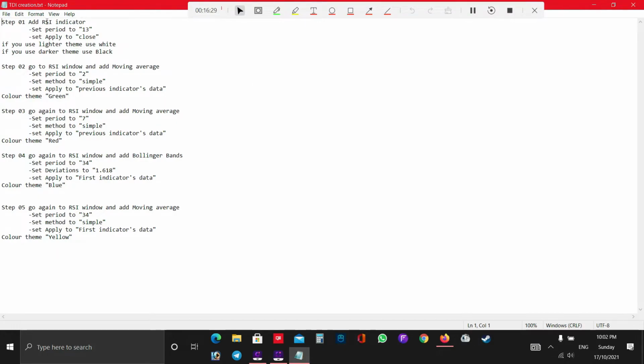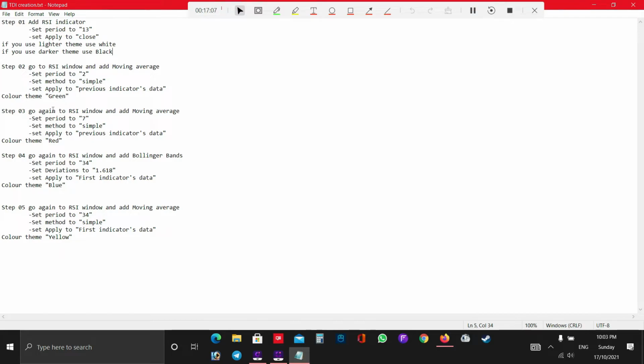So the first step, add the RSI indicator, and there are options called period and apply. Follow my lead, don't change anything else, just change these ones. If you're using a lighter theme on the mobile version of MT5 or MT4, use white color for RSI, or if you're using a darker theme, then use black color, because we don't need to show RSI on the TDI indicator. We just need the data from RSI, but we don't need RSI to be visible on the TDI.